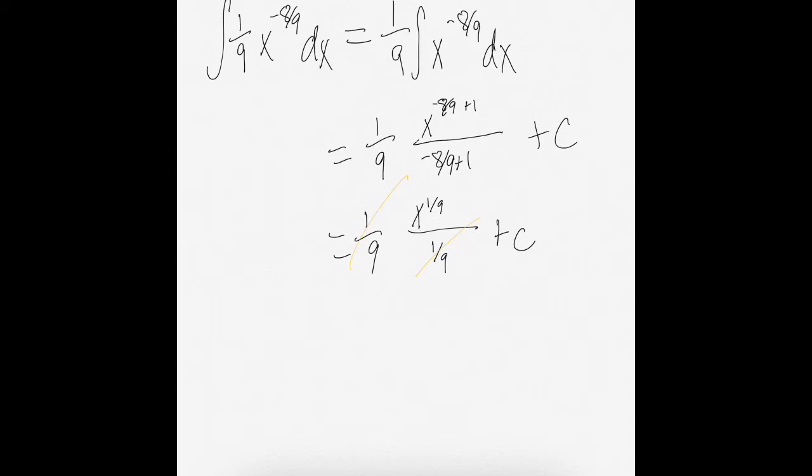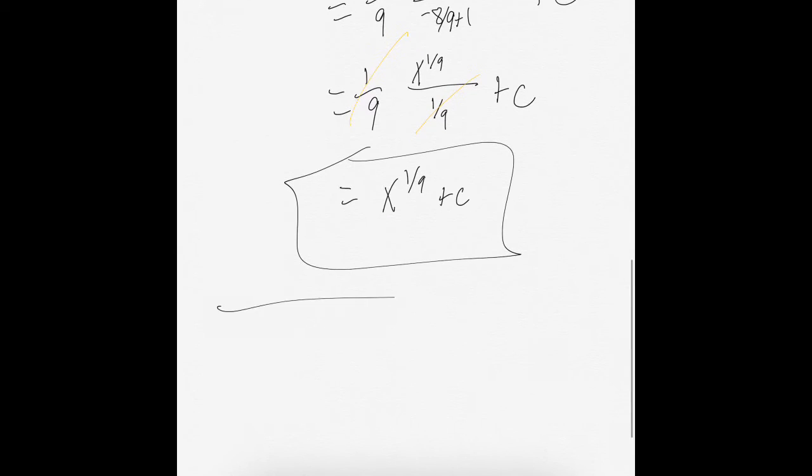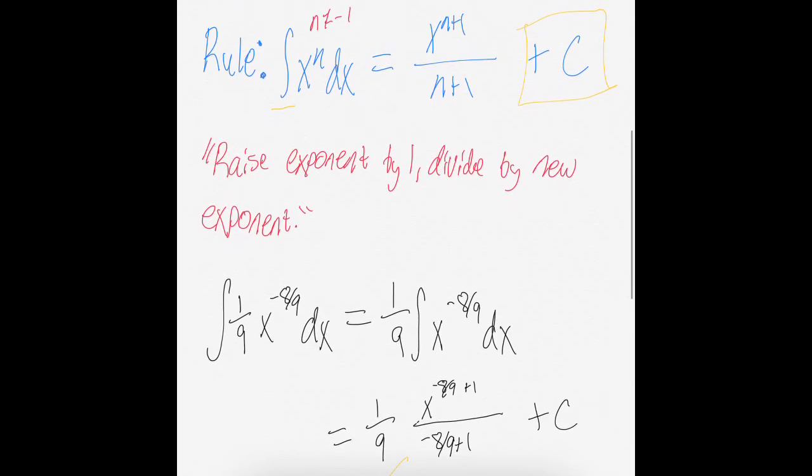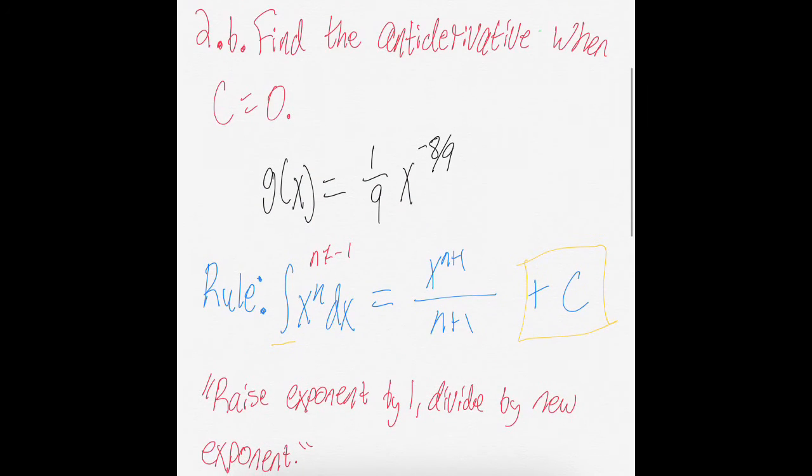Okay, we can go ahead and simplify some of this. So I have 1/9. This becomes x to the 1/9 power on top. My denominator becomes 1/9, plus c. Oh, would you look at that? I've got a 1/9 here, and I'm dividing by a 1/9, so they cancel. And I get x to the 1/9 plus c. So that is this first antiderivative.